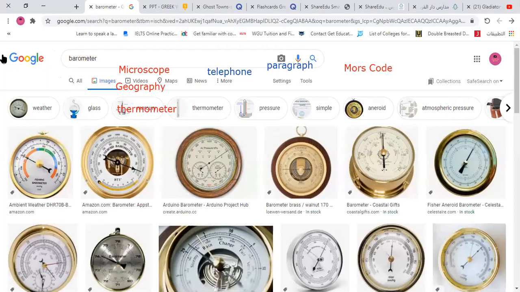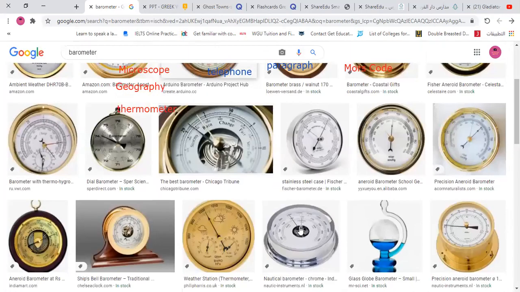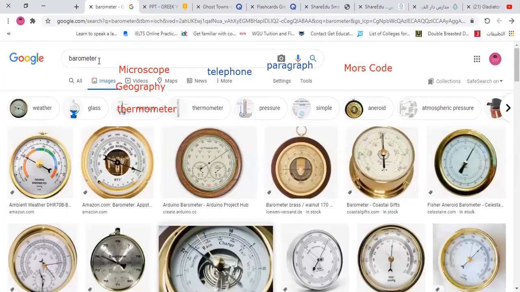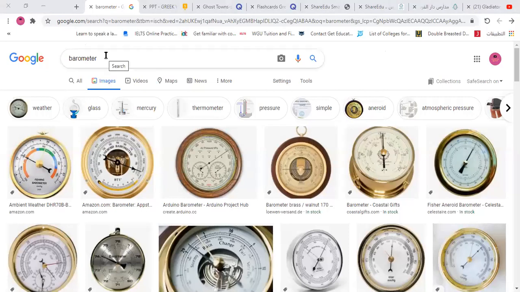Okay, barometer. Barometer, this is a device that we use to measure the pressure of the air. For example, you are in one room, and we want to see the pressure of the air inside this room. Why do we use it usually? We use it in museums, in the places where we want to put precious statues or precious metal, and we don't want this metal to be under a lot of pressure of the air, because the air will interact with the metal and then it will change it.